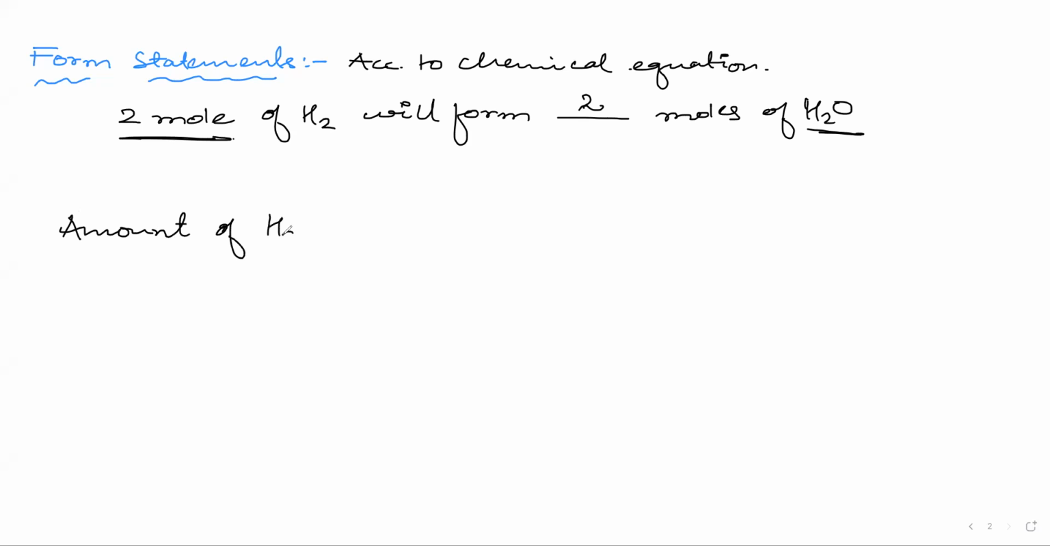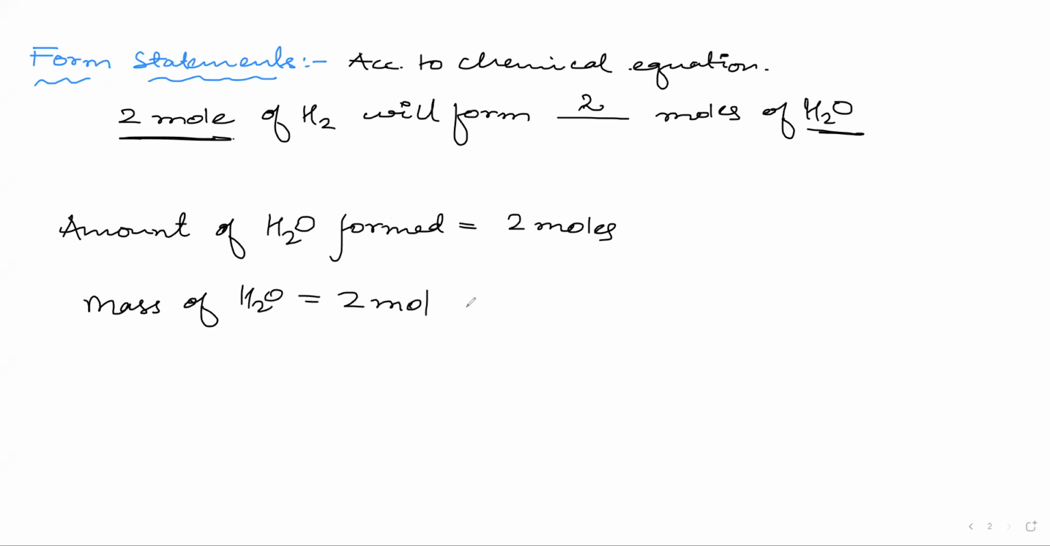Amount of H2O formed is equal to how much? 2 moles. And the mass of H2O formed will be equal to 2 mole into the molar mass, that is 18 grams per mole. The moles and moles cancel each other out, and we will get 36 grams.